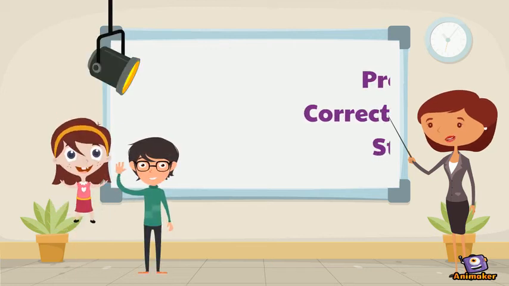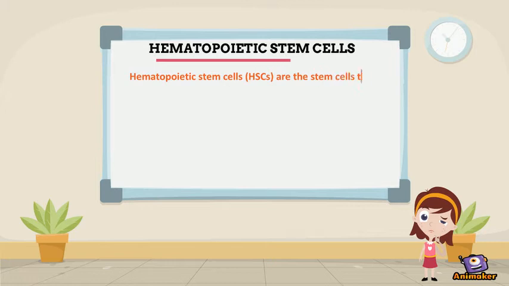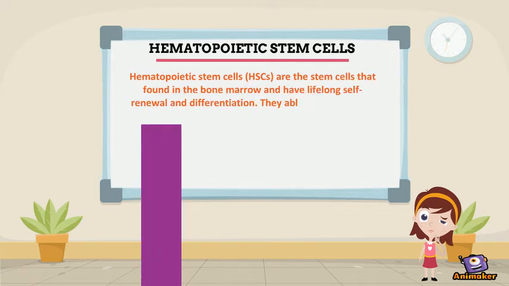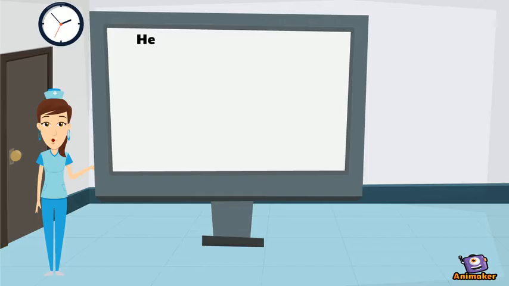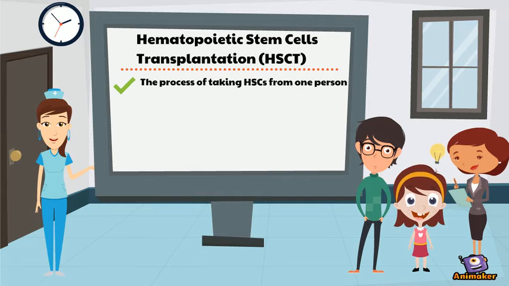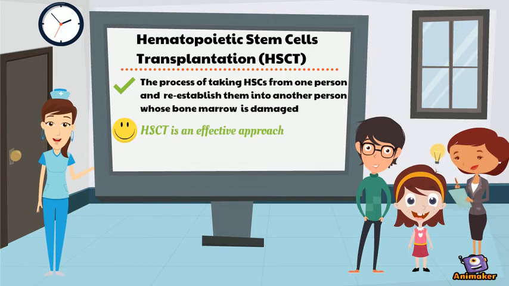Problems of correcting SCID using stem cells. Hematopoietic stem cells are the stem cells found in the bone marrow and have lifelong self-renewal and differentiation. They are able to develop into different types of blood cells. Hematopoietic stem cell transplantation is the process of taking HSCs from one person and re-establishing them into another person whose bone marrow is damaged. HSCT is an effective approach for SCID treatment.